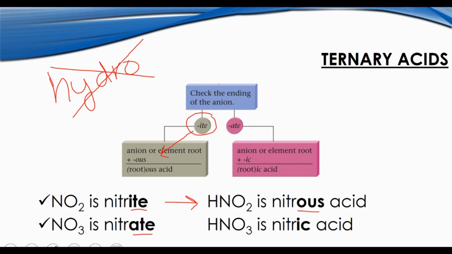Of course, we would then follow the other section of the flowchart and we would change into IC. So it would just say nitric acid. Again, we do not start with hydro because this is ternary, which involves a polyatomic and it has an oxygen with it. Different rules. So hopefully we are able to see the difference between our binary and our ternaries.